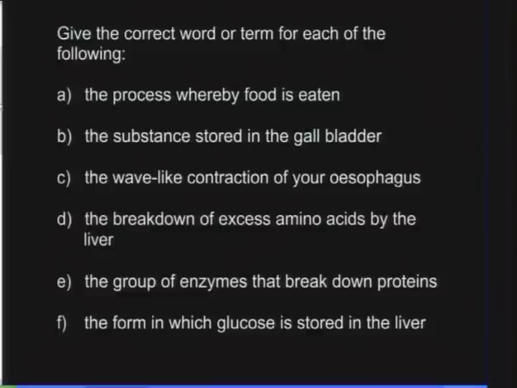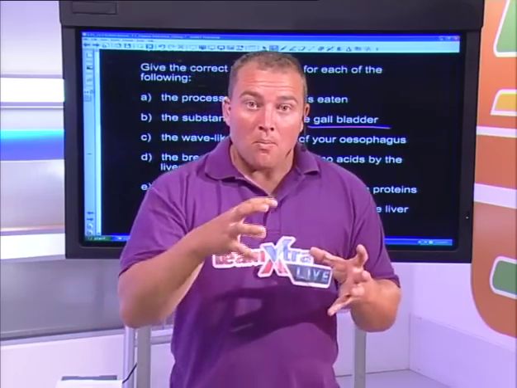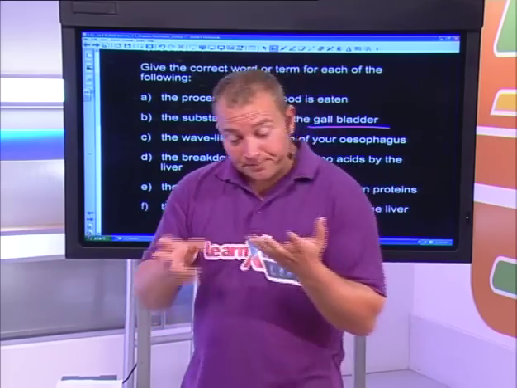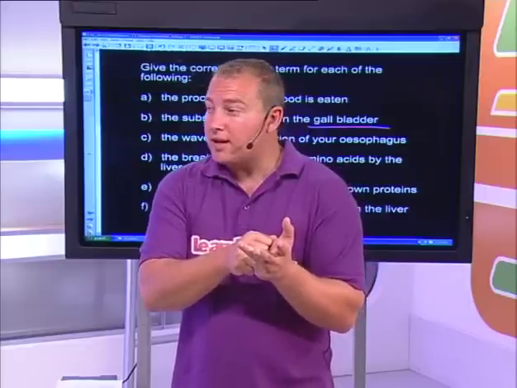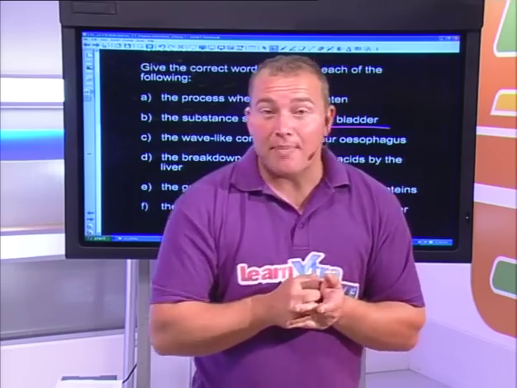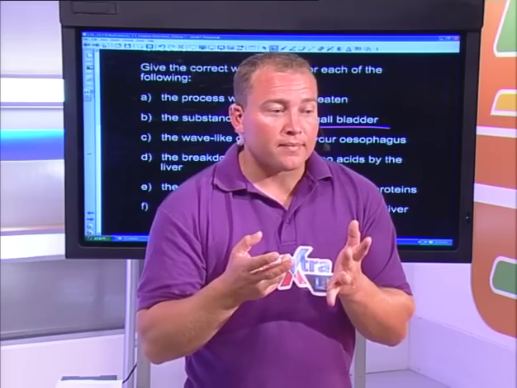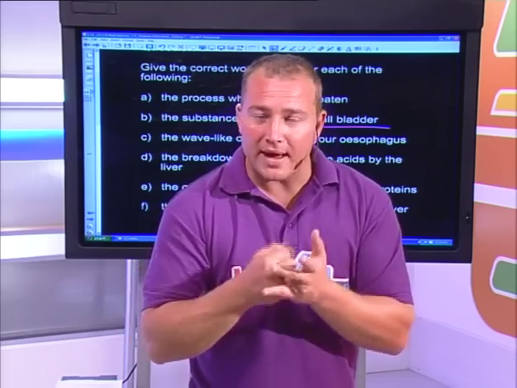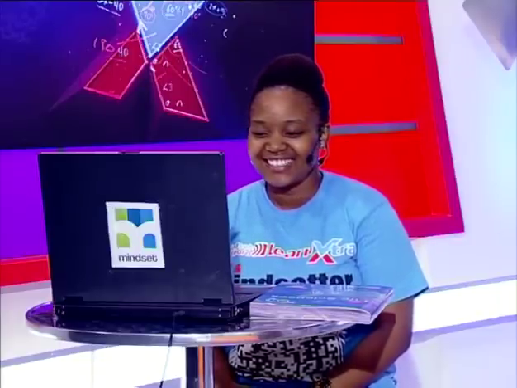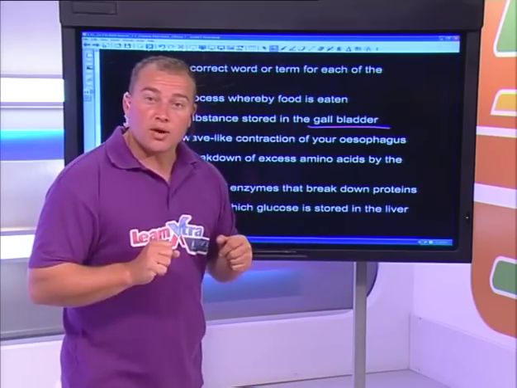The substance stored in the gallbladder. Remember that yellow stuff on that liver? Can you remember? That is the gallbladder. Now, I want to know what we store in there. Remember, it's made up of protease, lipase, and what's the other one to do with milk? Lactase. But you see, you're on the ball today. It's made up of that. Can you remember what it was?